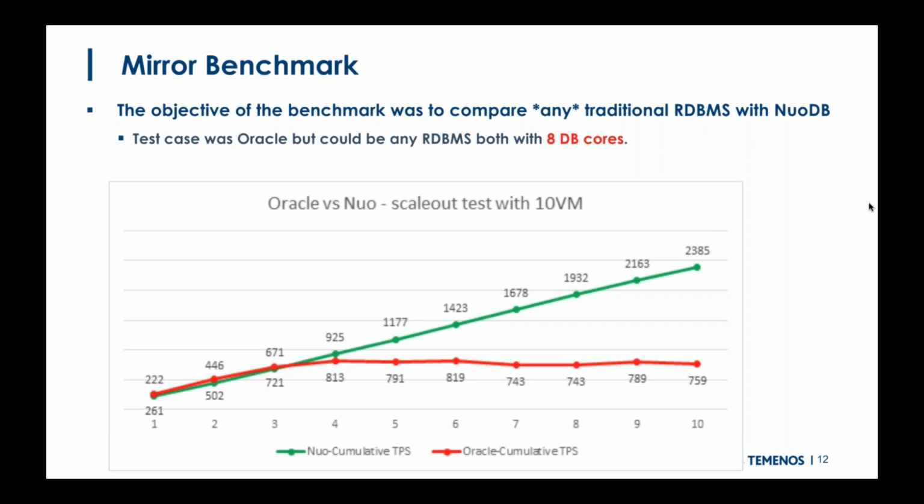In this particular test, we compared directly with Oracle, but as I say, this is not to speak about Oracle, this is to speak about RDBMS. This could be SQL Server, etc., DB2. The message you're getting here is that when you're running the NuoDB architecture, you get linear scalability. We pushed this up to 15 application servers and 3,000 TPS.